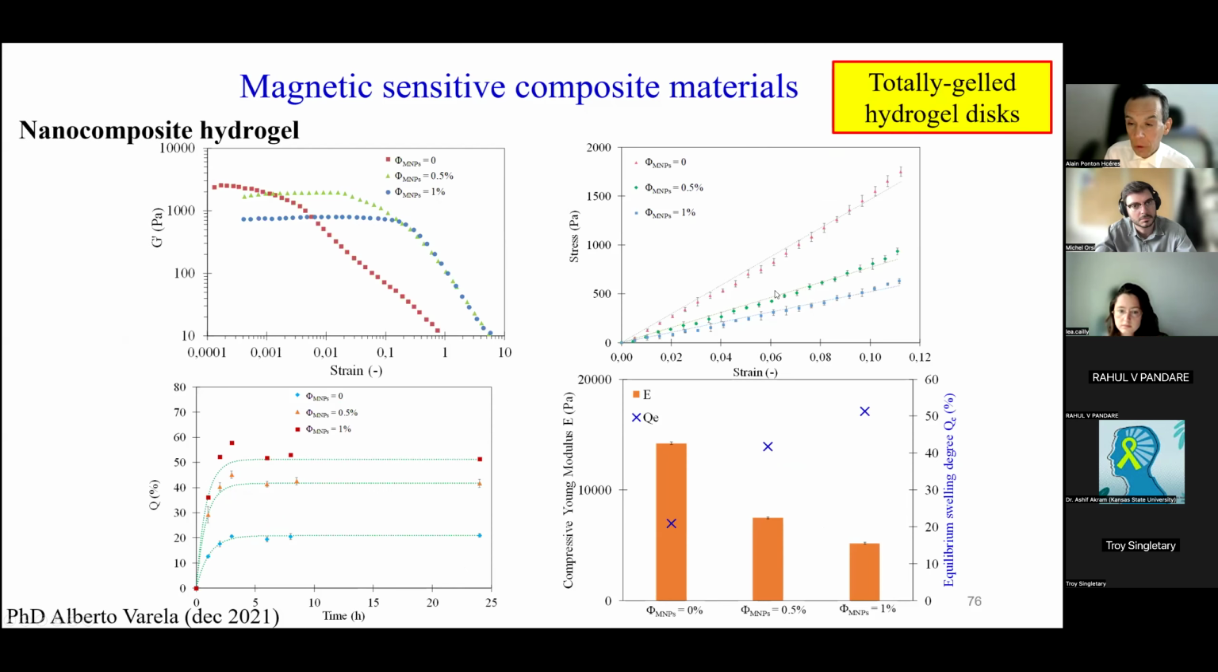And here, this is a brief summary. Here you have macroscopic rheology, compression measurement, swelling, and we have a correlation between mechanical property and swelling property. As the mechanical property, the Young modulus, decreases, the degree of swelling increases.